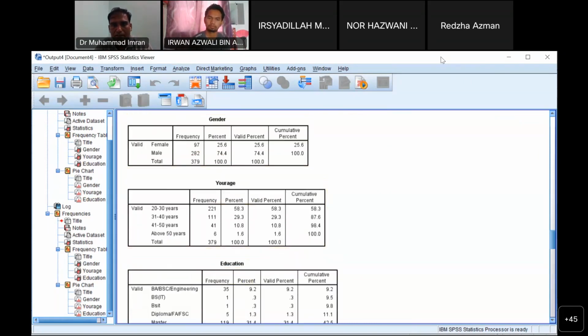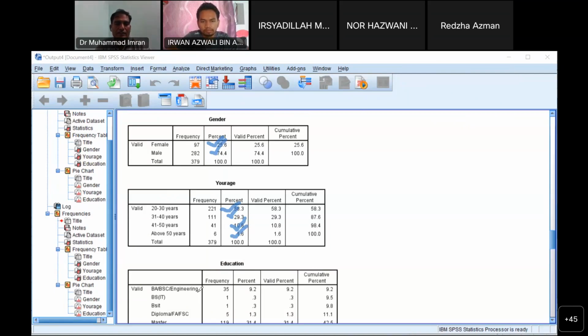See here, 25% female, and this one, and here. Okay, 31 to 40 years of age. How many people? 29% are those people who are between 31 and 40 years of age. The other one, 10% belong to 41 to 50 years. And only 1.6% above 50 years participated in our research.